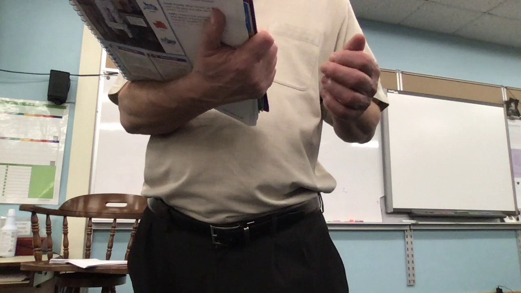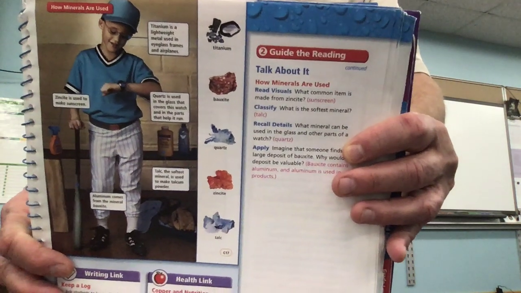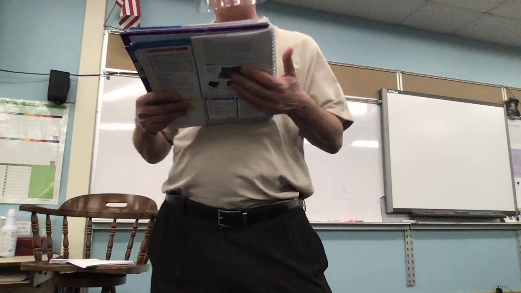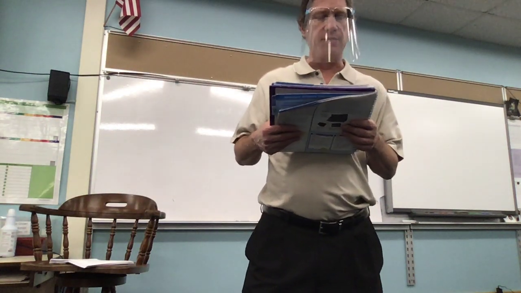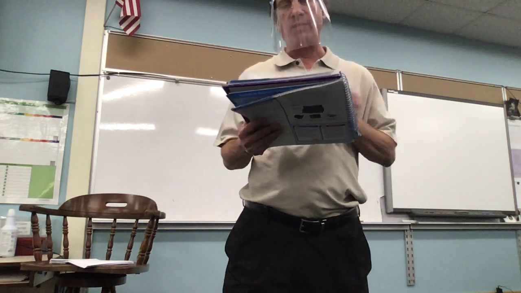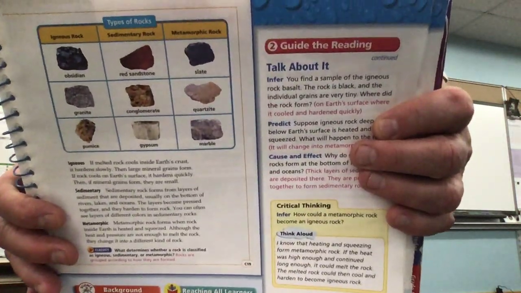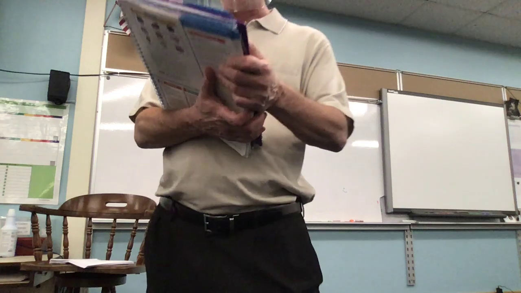On this page, we started talking about minerals, and it showed the minerals olivine, pyroxene, and feldspar. On this page, we saw a boy that has many different minerals as part of his uniform: titanium, zincite, quartz, talc, and aluminum. Those are all minerals from the earth. On this page, we talked about igneous, sedimentary, and metamorphic rock, and we also continued that discussion on this page. Those pages were C18 and C19.